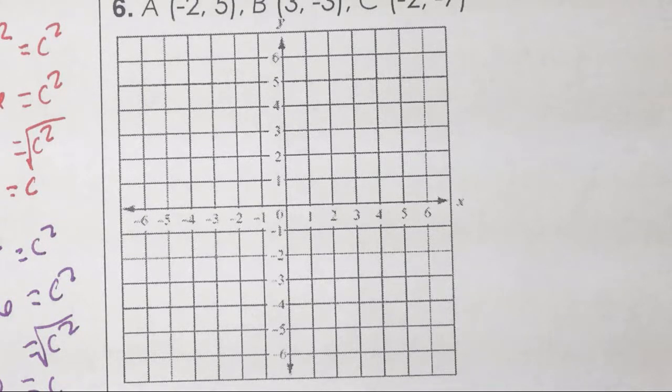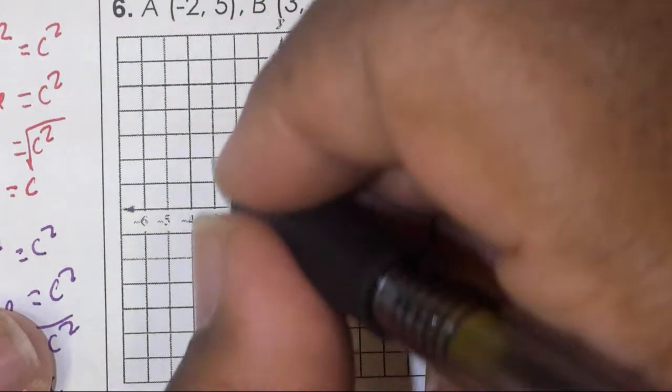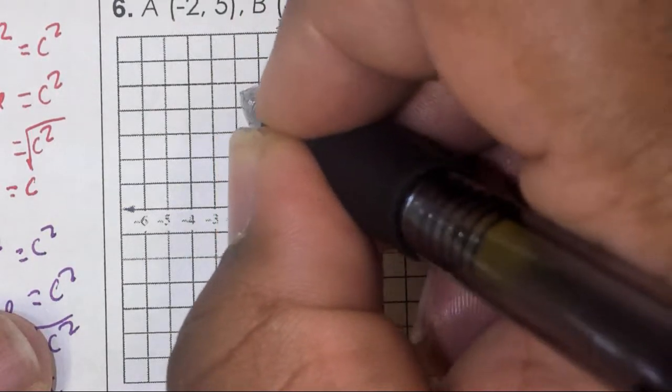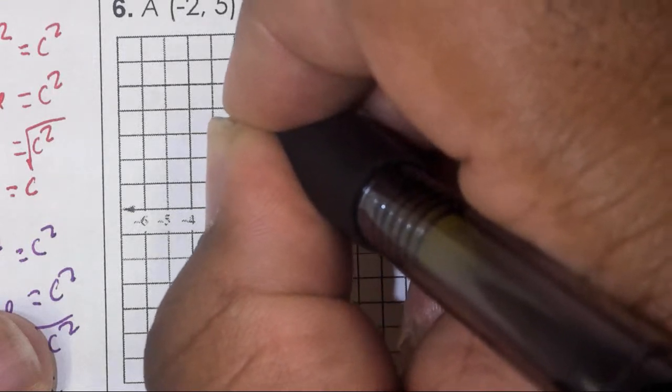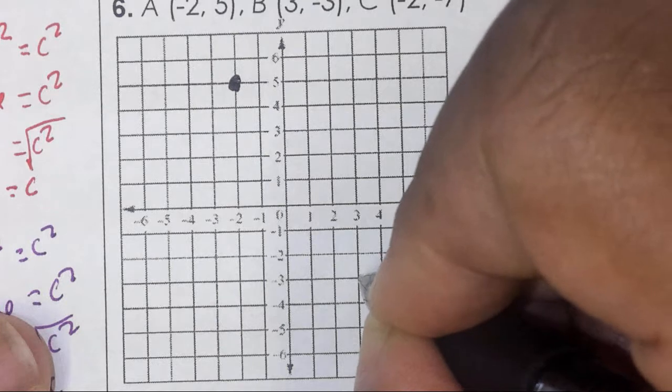On number 6, you only got to do Pythagorean on 2 of the sides. The side AC is vertical. And honestly, I'll save you time on that one. I'll do it with you. 2, 5. 3, -3.